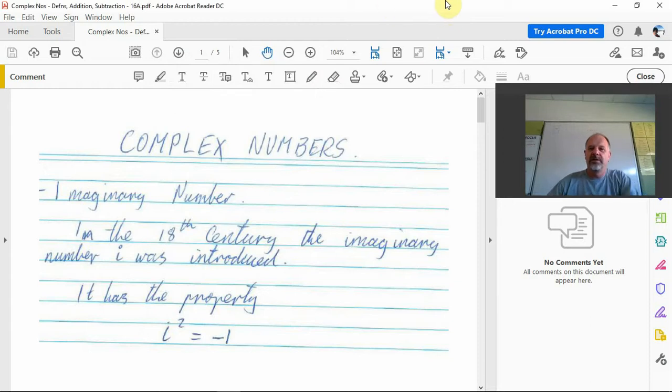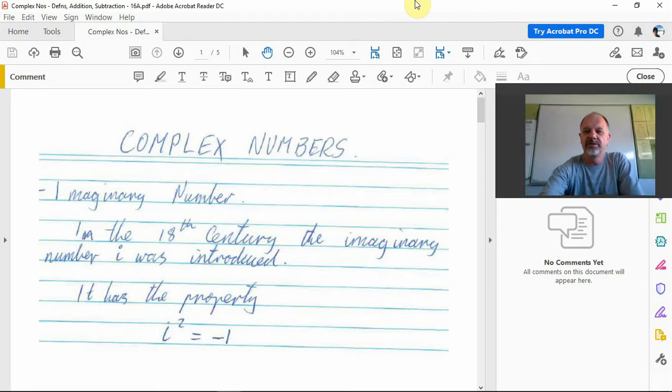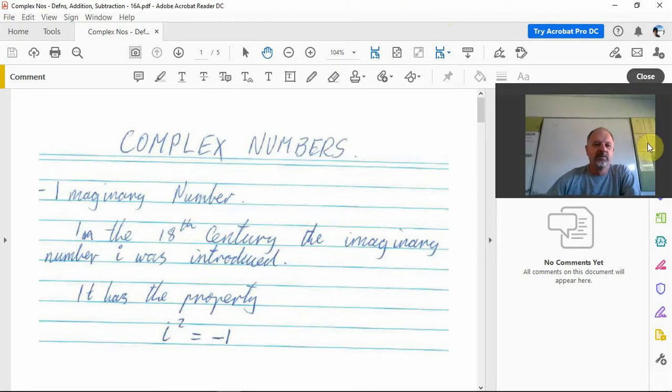All right, so today we're starting the next topic, which is complex numbers. Complex numbers, as it suggests, are complex in that they have two components. They have a real component and an imaginary component, and we'll get onto that. So the question, of course, is if it's got an imaginary component, then what is an imaginary number?